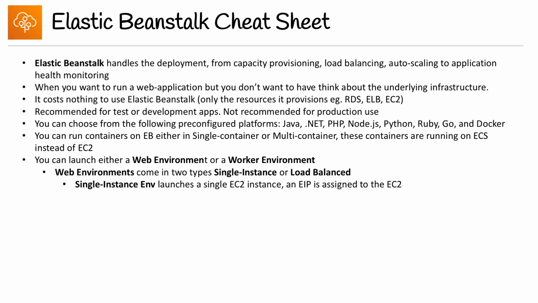For single instance environments, it launches a single EC2 instance, and it assigns an Elastic IP address to that EC2 instance. For a load balance environment, it's going to launch EC2 instances behind an ELB managed by an auto-scaling group. I didn't mention in the last one, but for the single instance environment, it is in an auto-scaling group as well. It's just set to desired capacity of 1. But I don't know that's important for the exam. It's not a big deal.